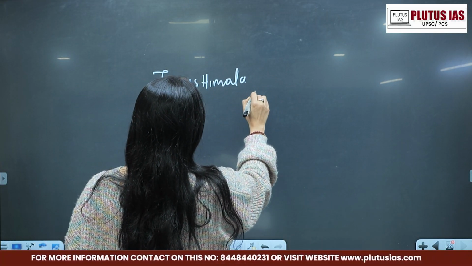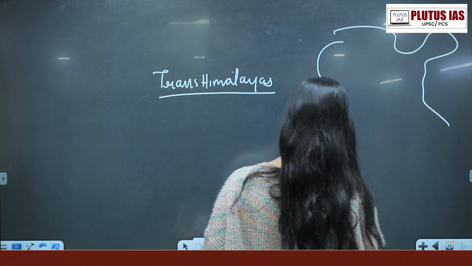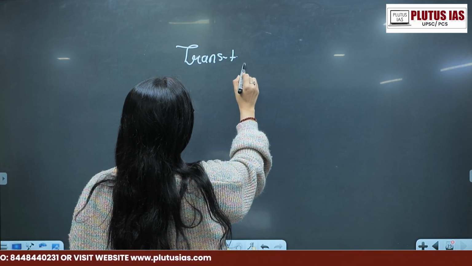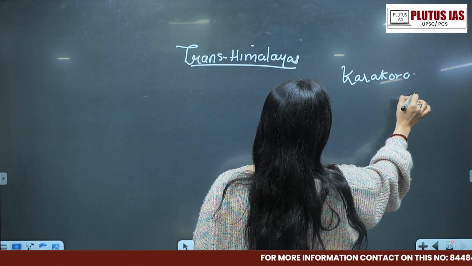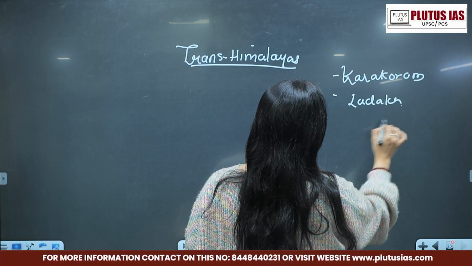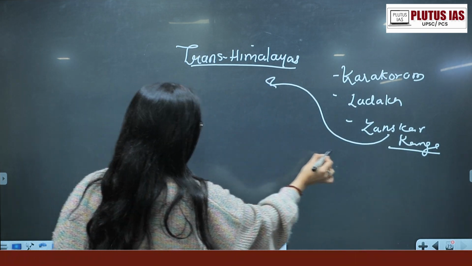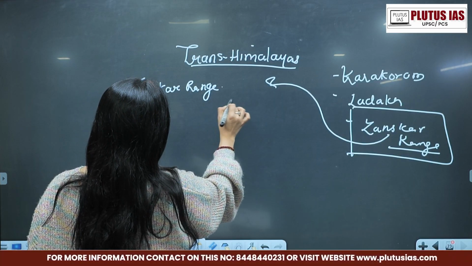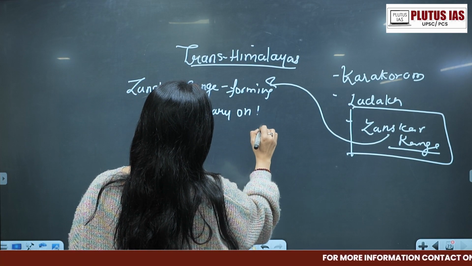If you have to understand the Trans-Himalayas, you need to know that they are divided into three ranges. The first one is the Karakoram range. The second range is Ladakh, and the third is Zanskar. The range which is important for Himachal Pradesh is the Zanskar range, as it forms the boundary on the eastern side of Himachal Pradesh.